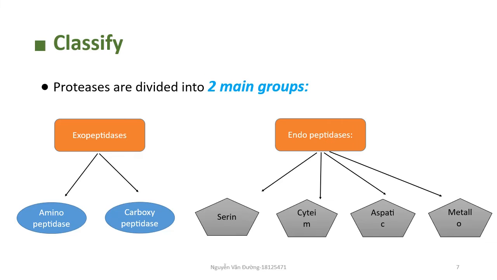Most aspartic proteases belong to the pepsin group. The pepsin group includes digestive enzymes such as pepsin and chymosin. Metalloproteinase is a group of proteases found in bacteria, mold, as well as higher microorganisms.